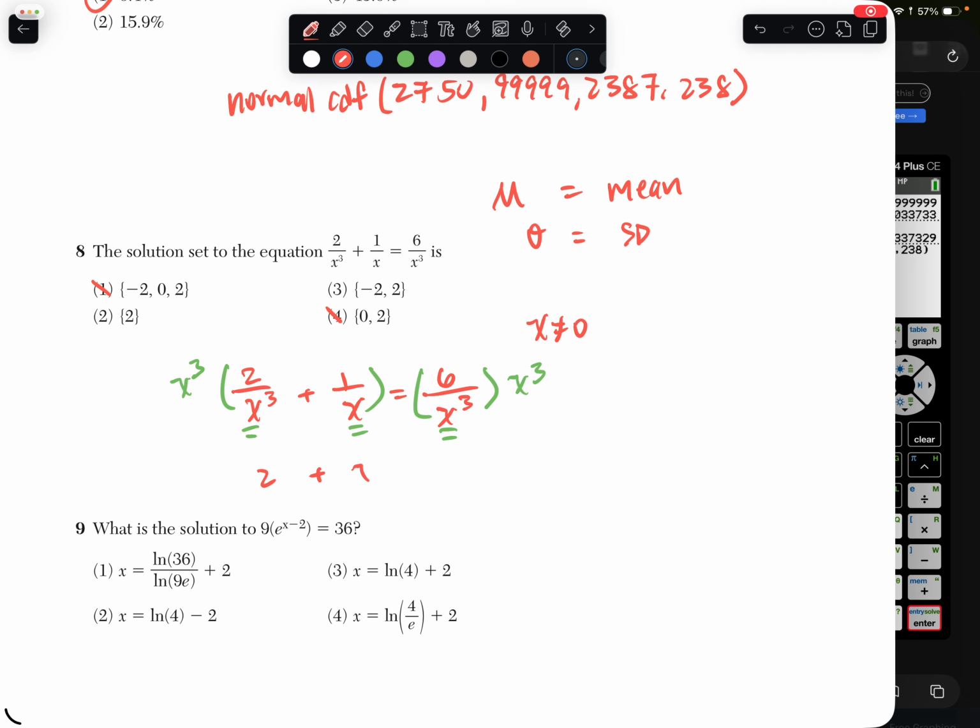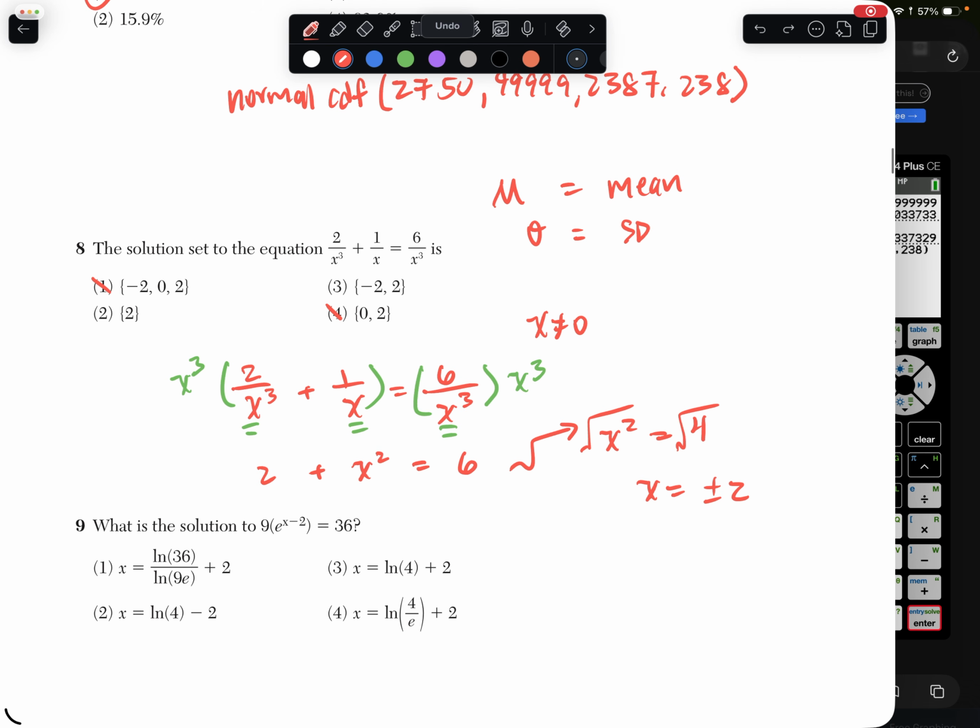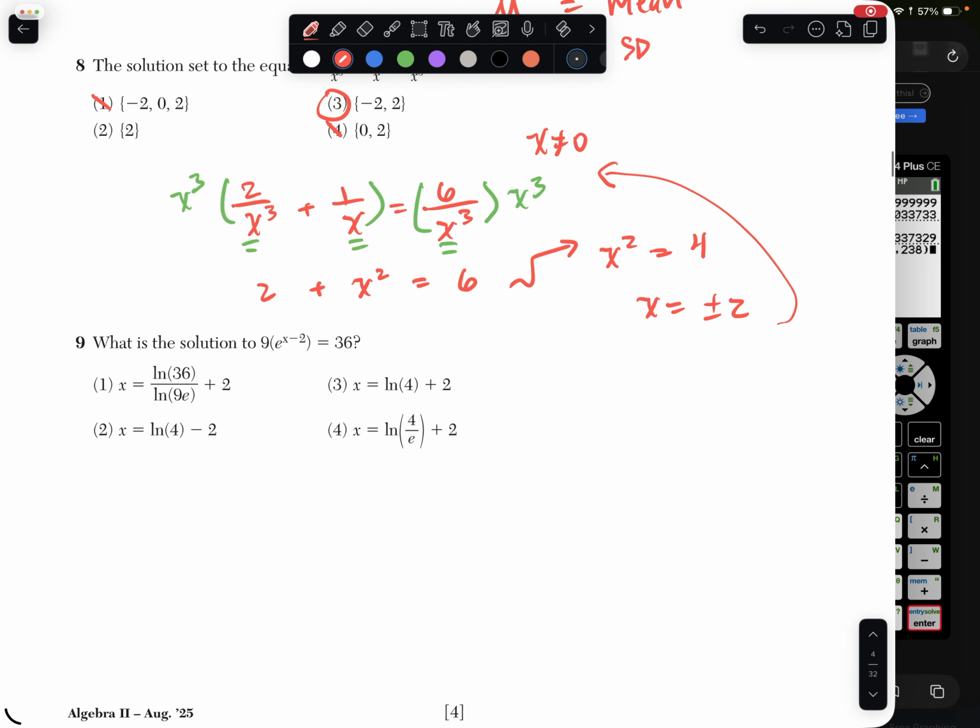This becomes 2 plus x squared is equal to 6. So x squared is equal to 4 when I subtract 2 on both sides. So x is equal to plus or minus 2. When you take the square root, make sure you don't forget your plus or minus. The plus or minus is very important. So for number 8, the answer is choice 3. And we see that neither plus nor minus 2 is 0, so they both work.